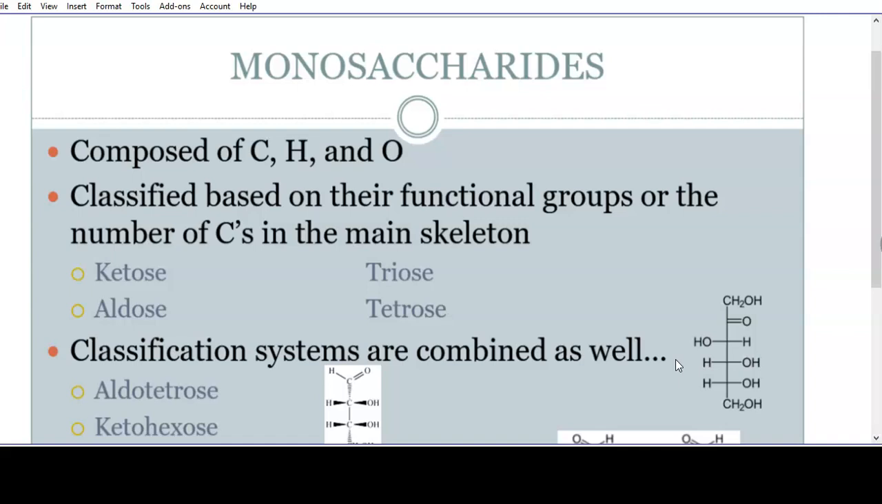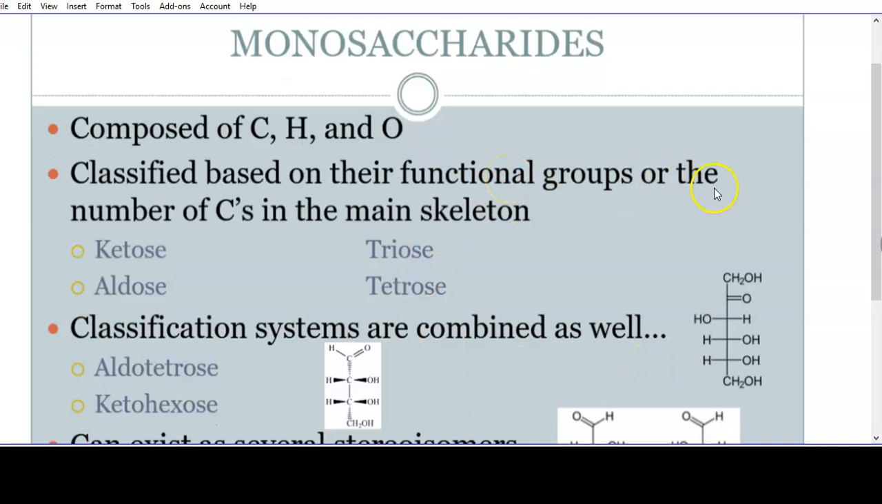Monosaccharides are composed of C's, H's, and O's, of course. They are often classified based on their functional groups or the number of carbons they have within their main skeleton. If they're classified by their functional group, they actually usually combine them, and you'll see that down below. A ketose, of course, contains a ketone functional group, so you have an O double bond C to other C's. And an aldose, of course, contains an aldehyde functional group, so somewhere in the structure is an O double bond C to an H.